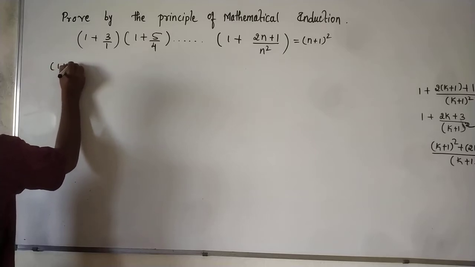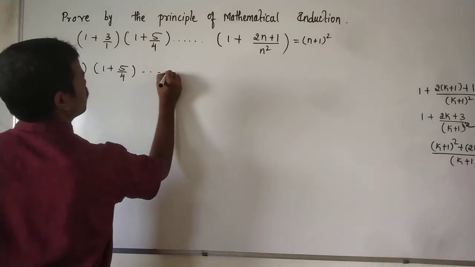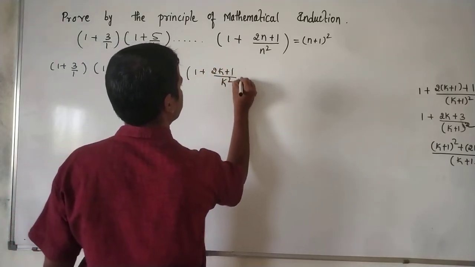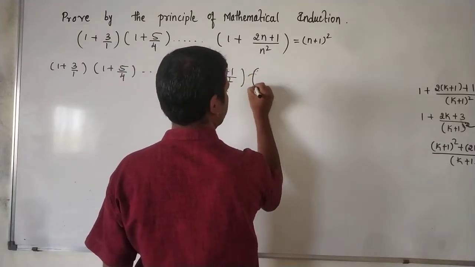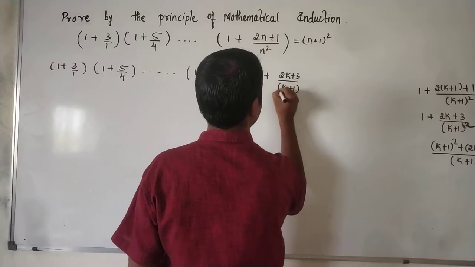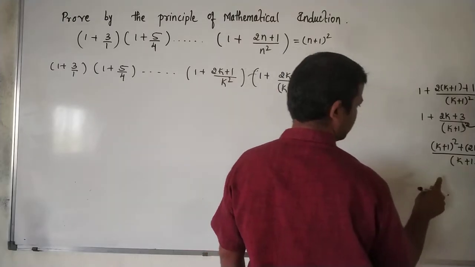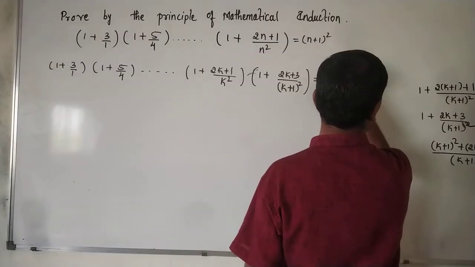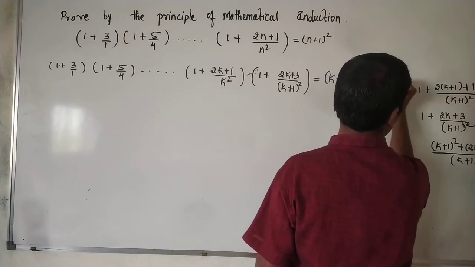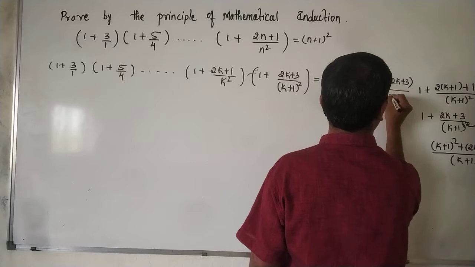So that is 1 plus 3 by 1, into 1 plus 5 by 4, and so on, 1 plus (2k plus 1) divided by k square, into 1 plus (2k plus 3) divided by (k plus 1) whole square, is equal to (k plus 1) whole square into ((k plus 1) whole square plus 2k plus 3) divided by (k plus 1) whole square. If we simplify it, it becomes easy for us.